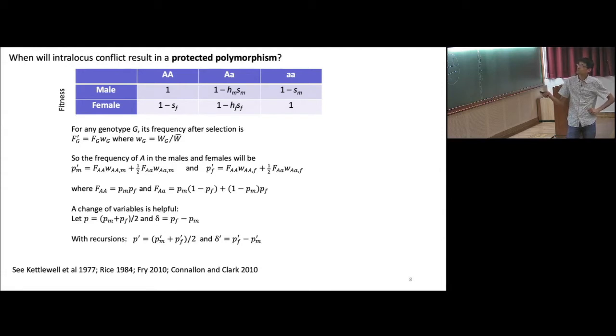Okay, so we can think of this as the reference allele. We give it a fitness of 1. This allele causes a disadvantage of SM in males. The M refers to the selection that occurs in males. And we use this HM to control the dominance of that allele, right?